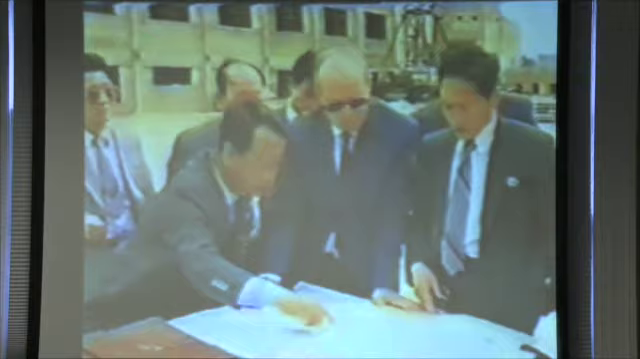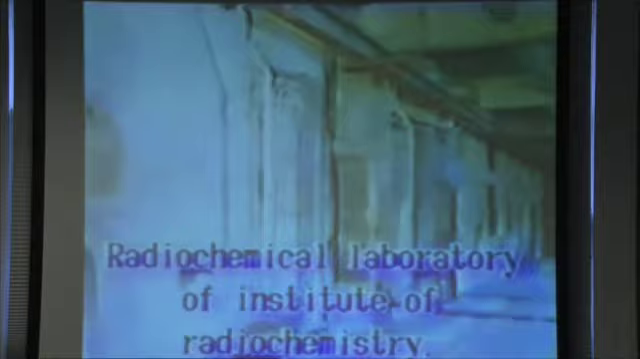Again, the basic design of the plant was presented. And the North Korean technical people are actually quite open. I mean, if you engage in a technical discussion, they're quite easy to talk to. And here's the radiochemical laboratory. And what that means, that's where the product, the plutonium oxide, was separated.